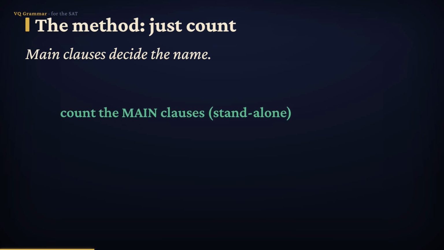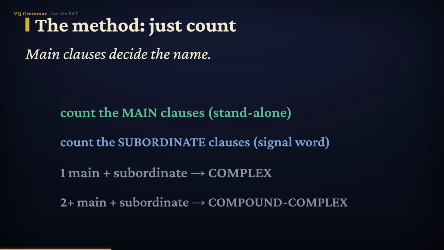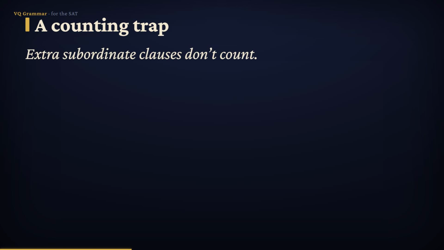Here's the method, and it's just counting. First, count the main clauses, the ones that could stand alone. Second, count the subordinate clauses, the ones with a signal word. If you have one main clause plus a subordinate clause, it's complex. If you have two or more main clauses plus a subordinate clause, it's compound complex. The deciding factor is always the number of main clauses. One means complex. Two or more means compound complex. Watch this trap. Having lots of subordinate clauses does not make a sentence compound complex. You still need two or more main clauses for that.